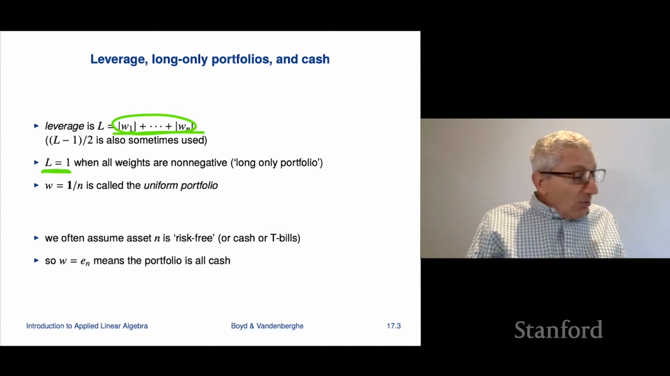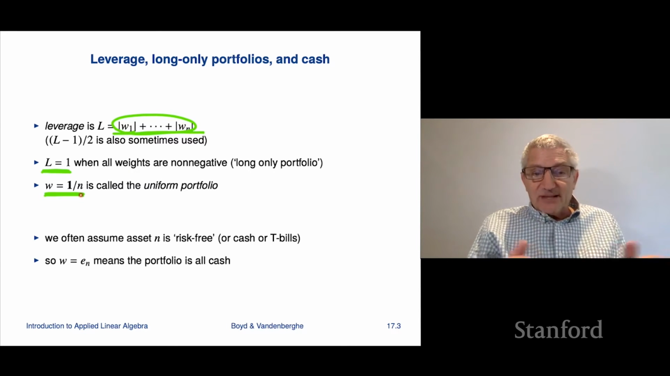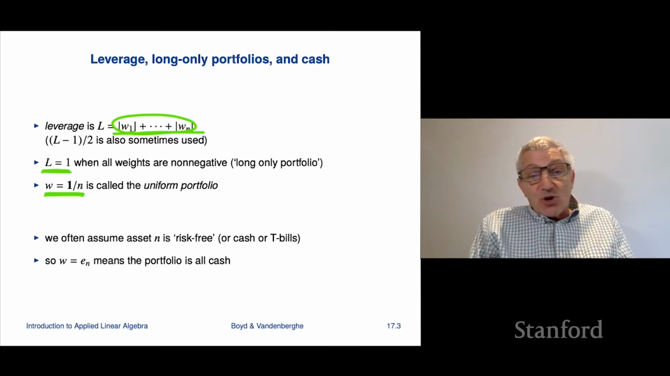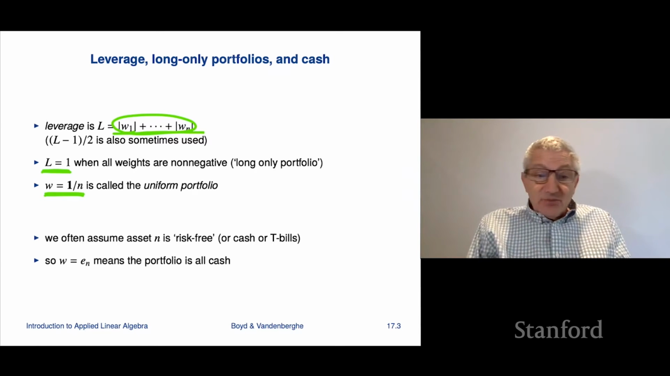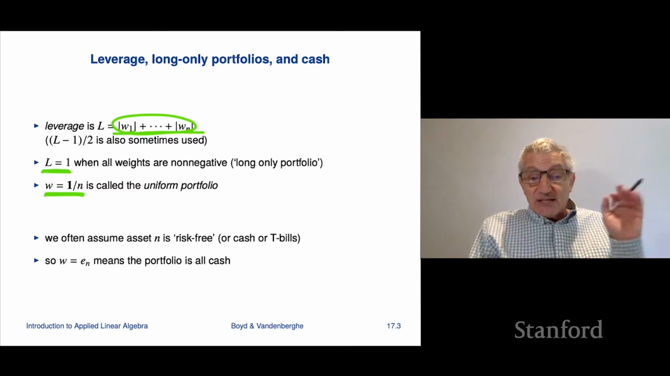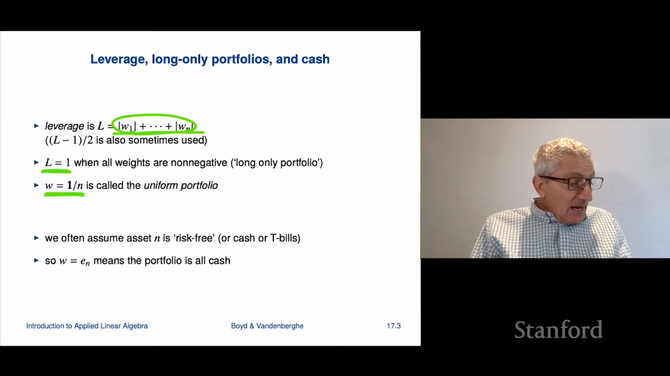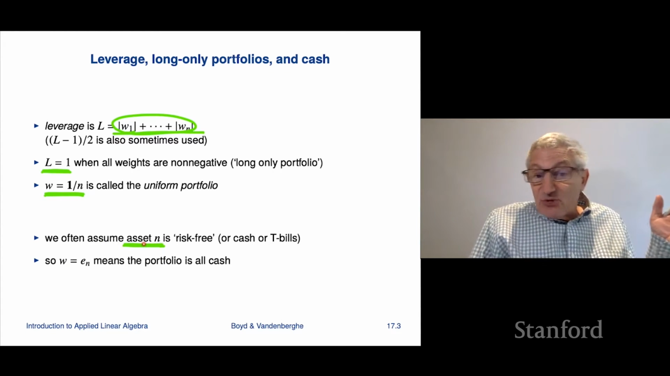Okay. Another portfolio that comes up is the so-called 1 over n portfolio, or in our language, the 1s over n portfolio. And that's also called the uniform portfolio. It's basically like, if you've got 10 assets, put 10% of the total value in all of them. That's it.